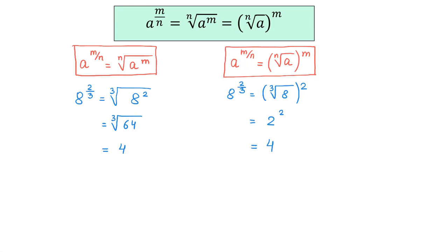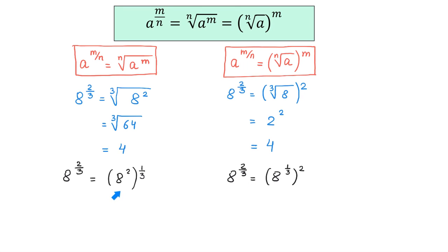Now, let's see why both ways are correct and they both give us the same answer. You see that initially we had 8 to the power of 2 over 3, and we can write this expression as 8 to the power of 2 all raised to the power of 1 over 3. Indeed, if we multiply 2 and 1/3, we will get 2/3. On the other hand, we can write 8 to the power of 2 over 3 as 8 to the power of 1 over 3, then all raised to the power of 2. In this case, if we multiply 1 over 3 and 2, that will also give us 2 over 3.